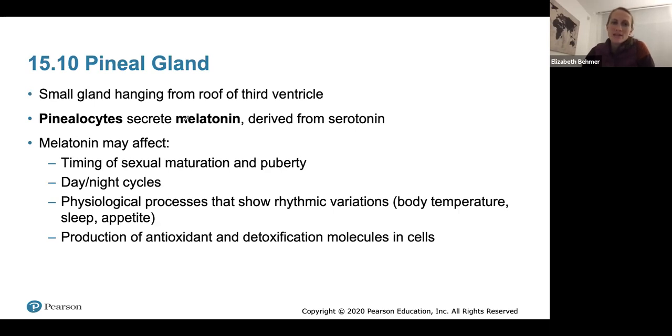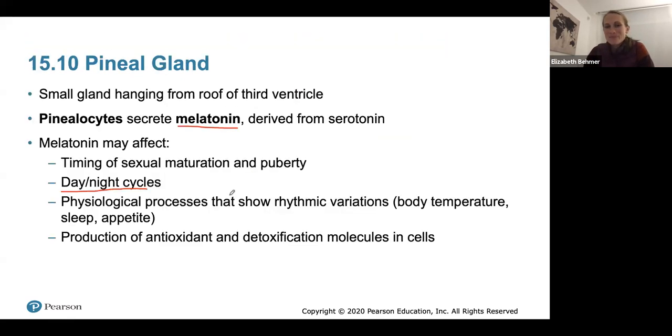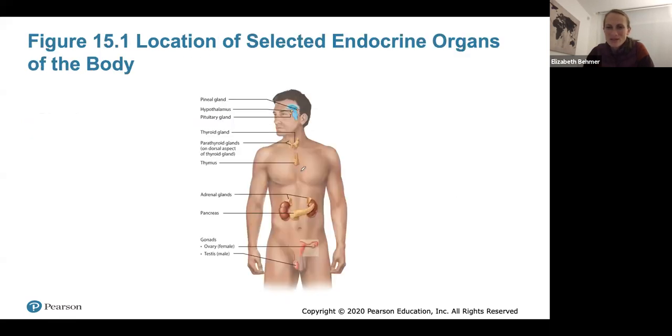The pineal gland is a very small gland hanging from the roof of your third ventricle, so right behind the thalamus. And it has cells that secrete melatonin, which helps with your day and night cycles. Also, body temperature, sleep, and appetite. So this ability that your body goes in rhythmic variations, that's what melatonin does. It controls your day and night and your sleep and wake cycles. And that's melatonin, which comes from your pineal gland.